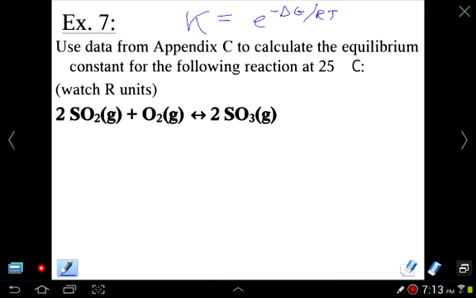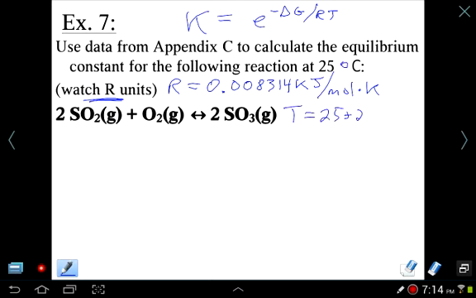And here it says, from Appendix C, go ahead and use delta G values to obtain K. And again, watch the R units. Remember we said that R for our case will be 0.008314 kilojoules per mole Kelvin. So our temperature is 25 degrees Celsius. So our temperature again is 25 plus 273, which is 298 Kelvin. So we got that value. We got the R value.